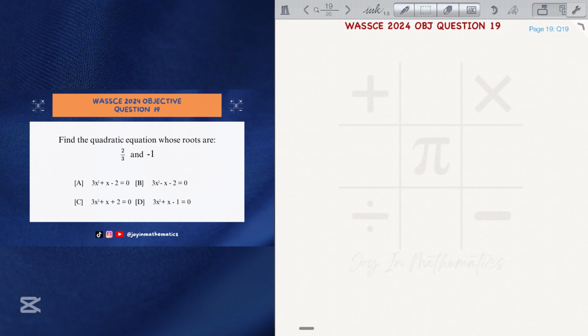Let's proceed further. WAEC 2024 objective question 19. Now we have a question on quadratic equation. We are asked to find the quadratic equation whose roots are 2 over 3 and minus 1. So 2 over 3 and minus 1. There are two ways to solve this. We'll use the first method first before we proceed to the second method.